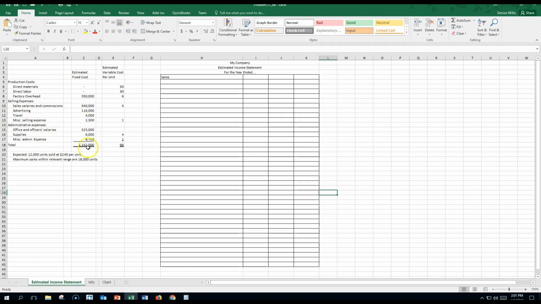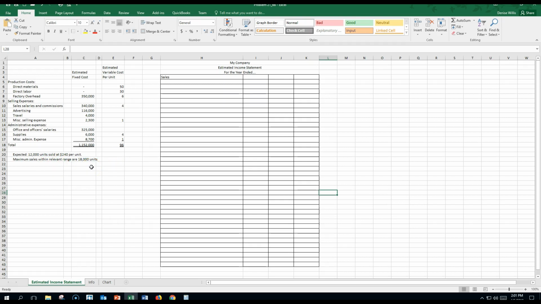This column right here is the amount of estimated fixed costs for each of these areas with the total fixed cost. This is the estimated variable cost per unit over here. So each unit has a total of $96 in variable cost. It is expected that we will sell 12,000 units, and each of those units will be sold at $240 a unit. Our maximum sales within the relevant range are 18,000 units.